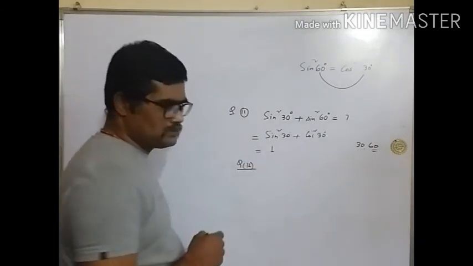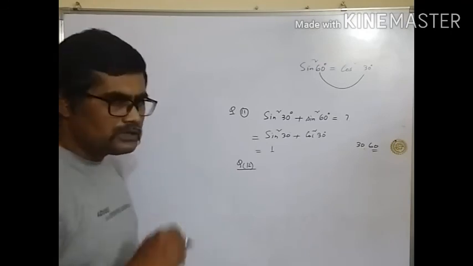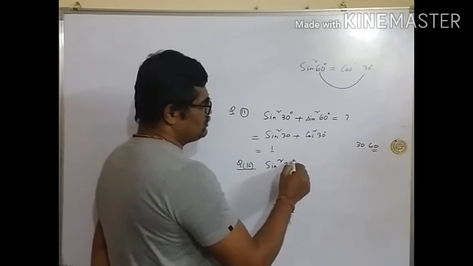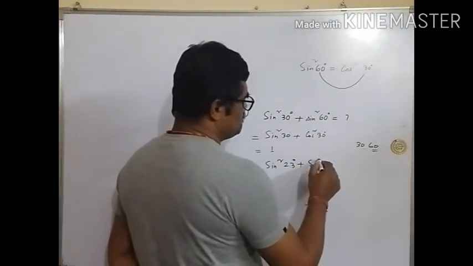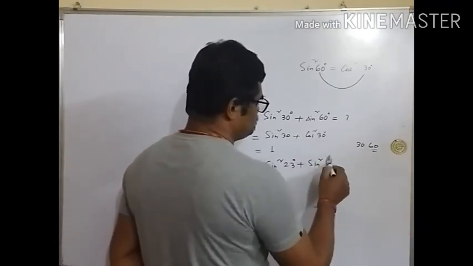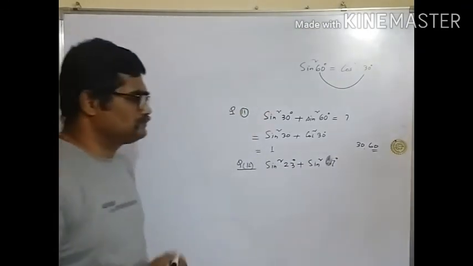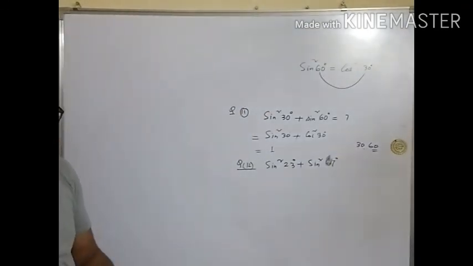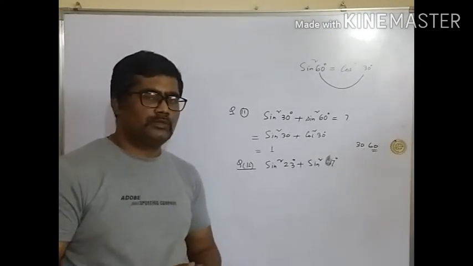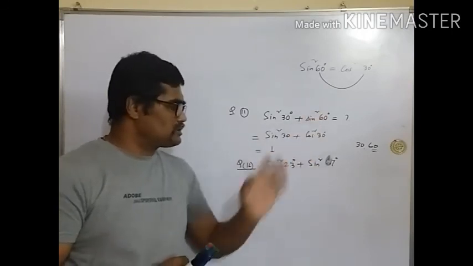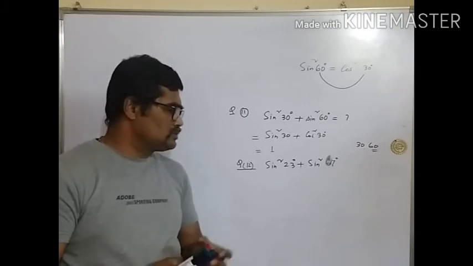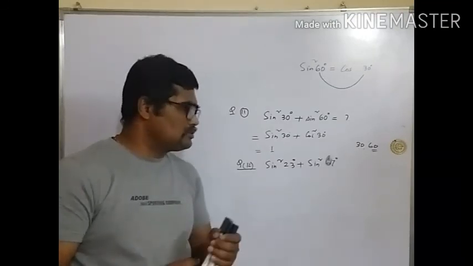Right? They may not give you 30 degree. Instead of that, they might give you 23 degree and 67 degree. Same answer. 1 ही होगा, क्योंकि 23 and 67 are complementary of each other. इसी प्रोसेस में जाओगे, वैल्यू 1 मिलेगा, right? So these are the things which you have to take care.